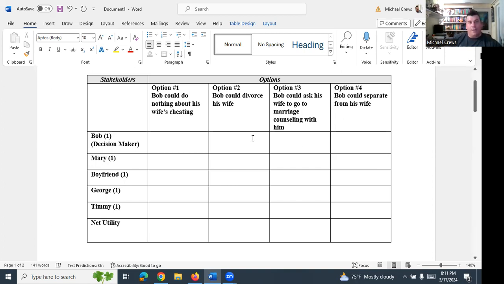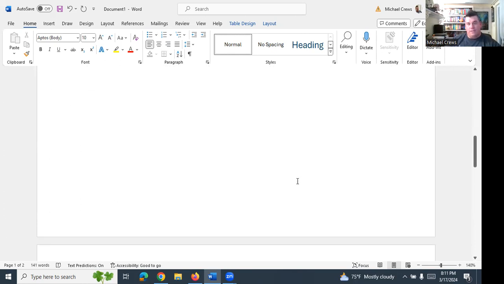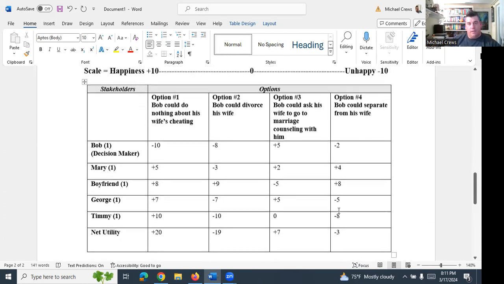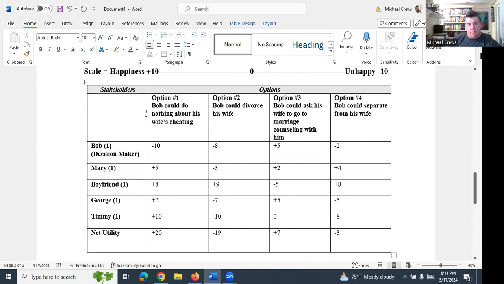Okay, so I got my chart, I've got my options, I've got my stakeholders, I've got the number of people listed. You need to do that or I'll take points off, right? Because we got to see how these numbers add up. And then I just have an example here, just to go ahead and skip to it. We have that happiness scale across the top. So what I did is I went through and I gave a score to each one.